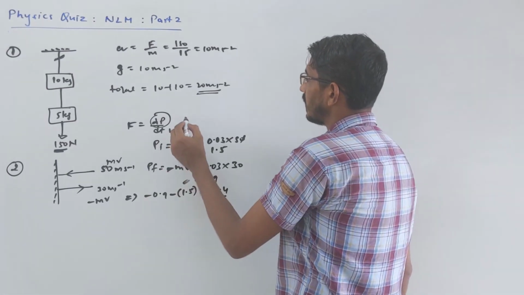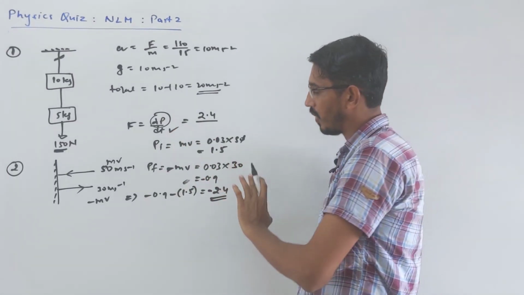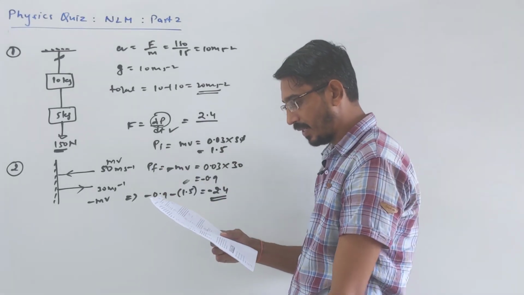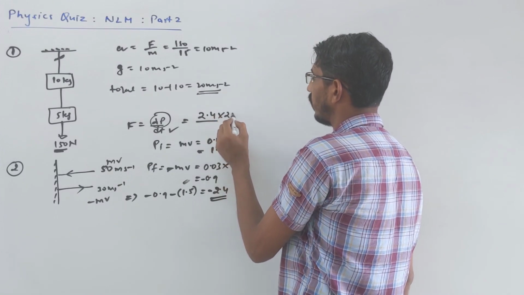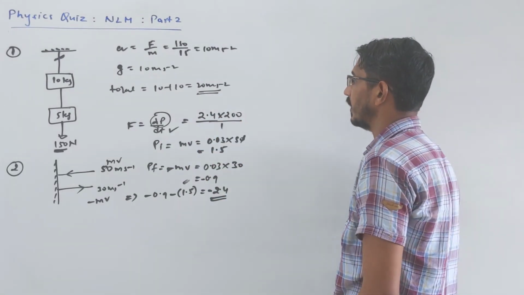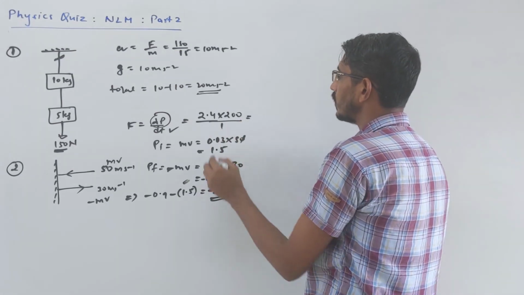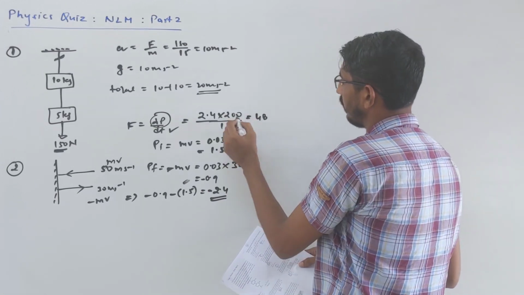Now listen here, this is the change in momentum due to one bullet. And we have how many bullets? We are firing around 200 bullets per second. So you have to multiply by 200, and time is 1 second. So this becomes what? 480 or 48? Correct, 480, because one more 0.